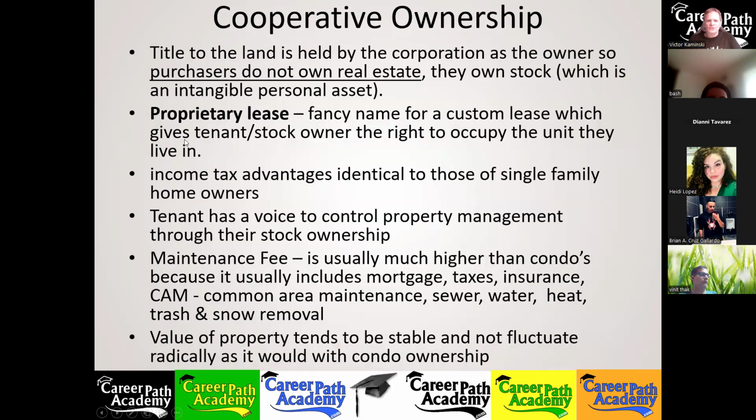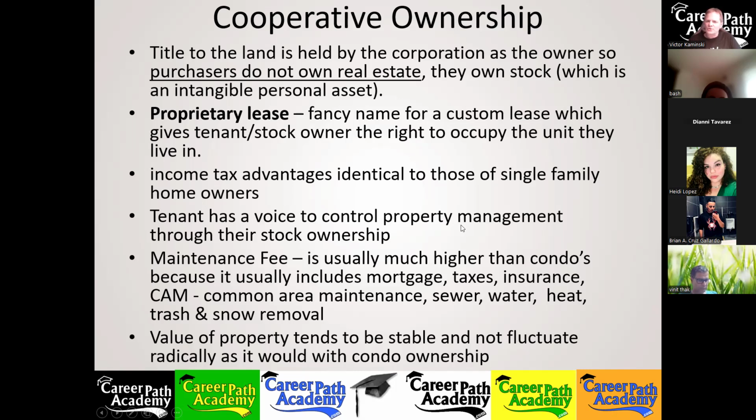So cooperative ownership. Title to the land is held by the corporation as the owner as a whole. So purchasers do not own real estate. They own stock, which is an intangible personal asset. They're given a proprietary lease. That's a fancy name for a custom lease, which gives the tenant shareholder, the stockholder, the right to occupy the unit that they're living in. Income tax advantages are identical to those of single-family homeowners.